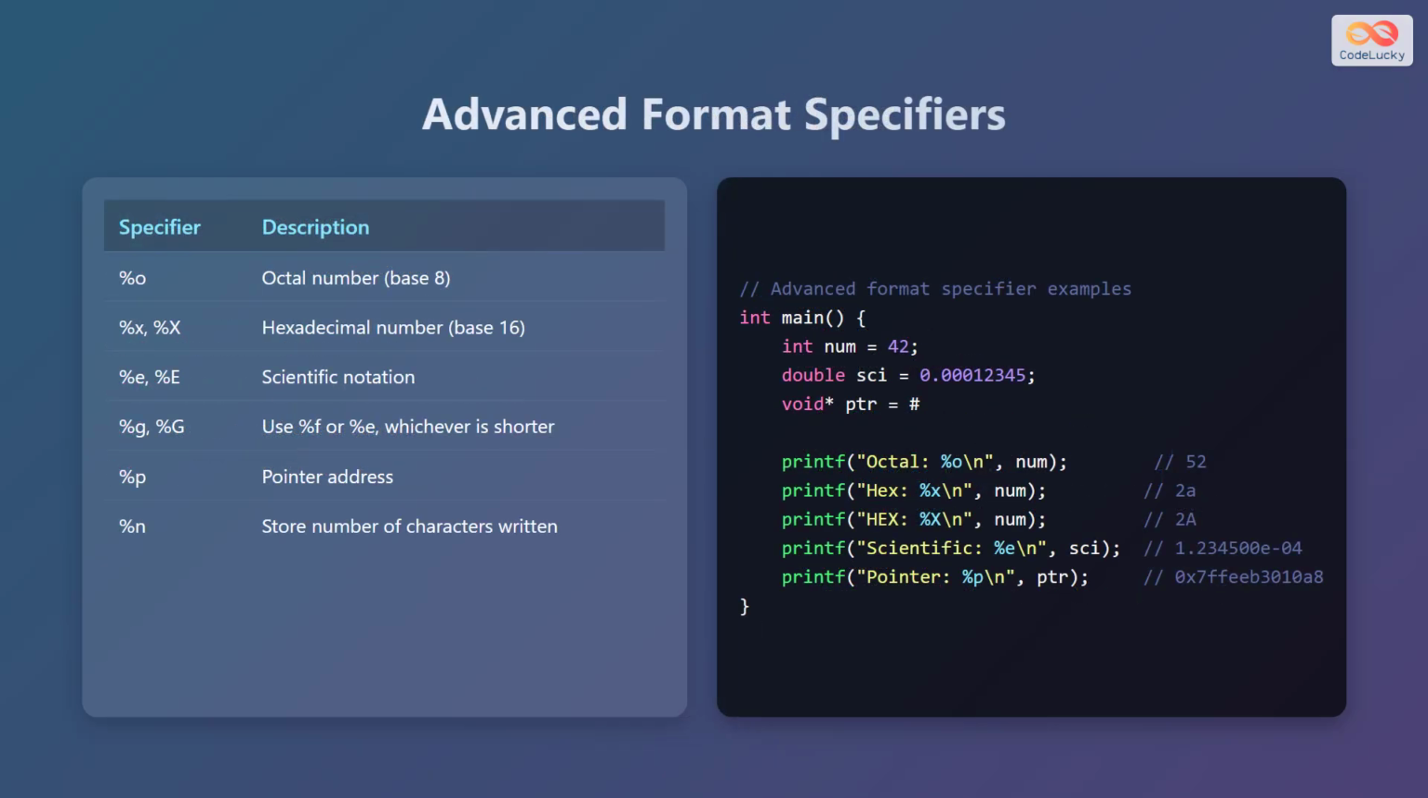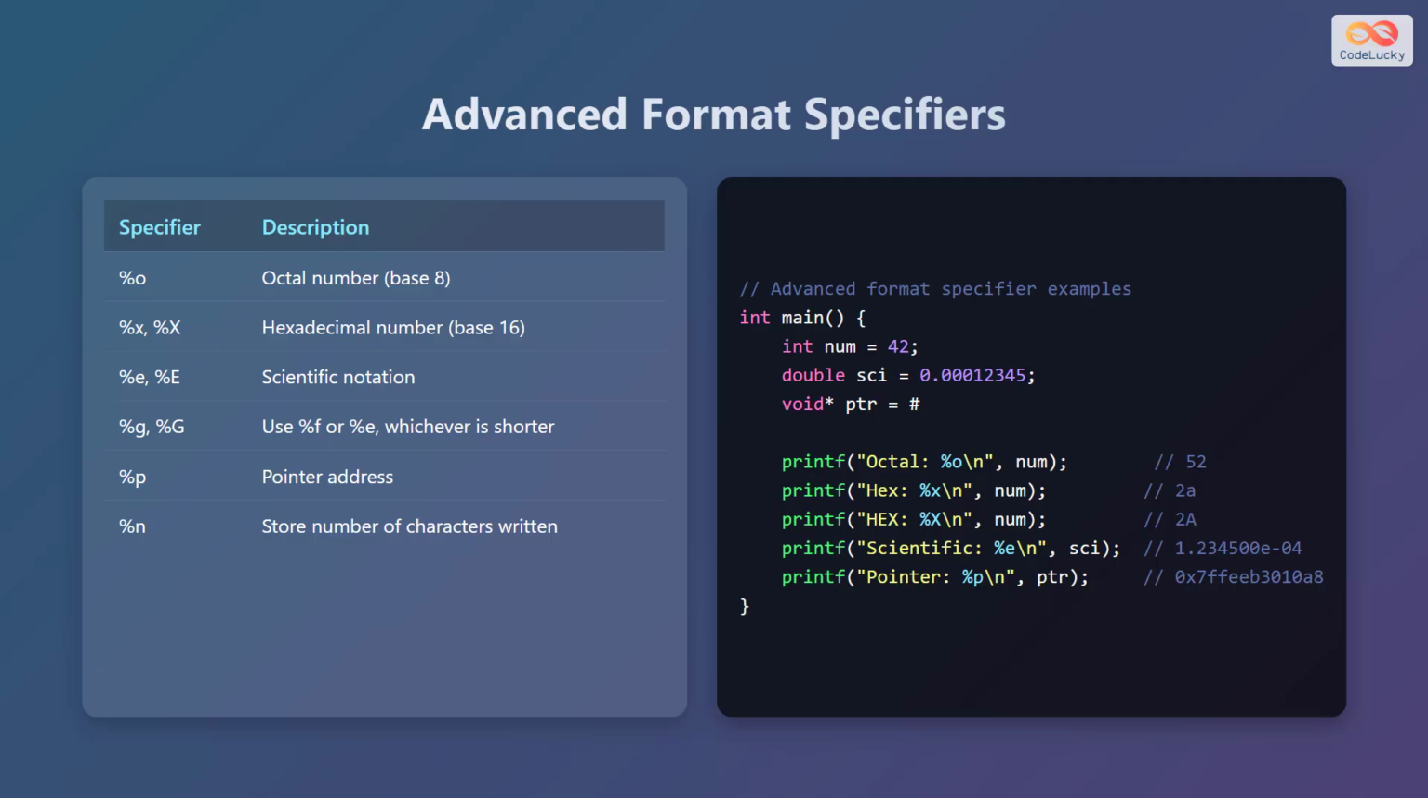Let's explore some advanced format specifiers. %o is used for displaying numbers in octal, which is base 8. %x or %X is for hexadecimal numbers, which is base 16. %e or %E represents numbers in scientific notation. %g or %G chooses between %f or %e, whichever results in a shorter output.